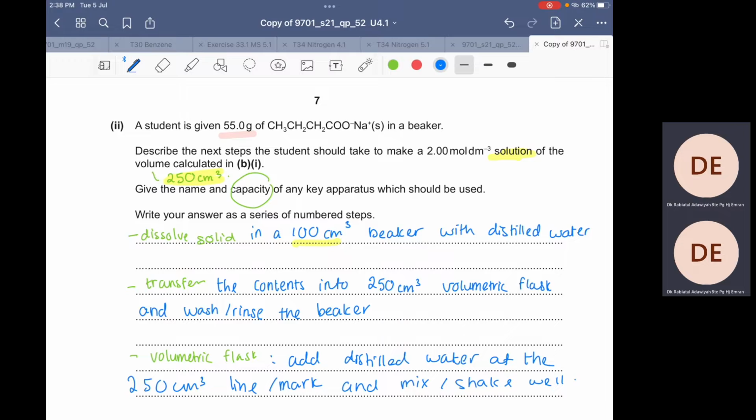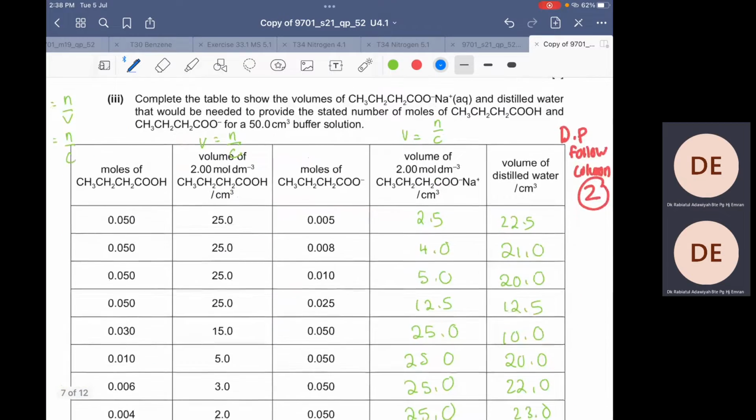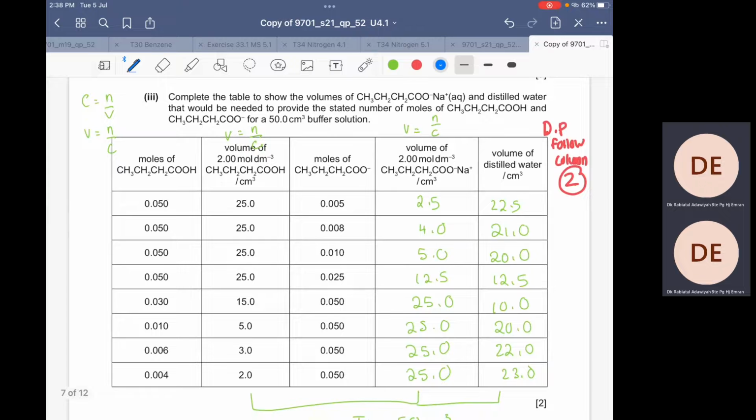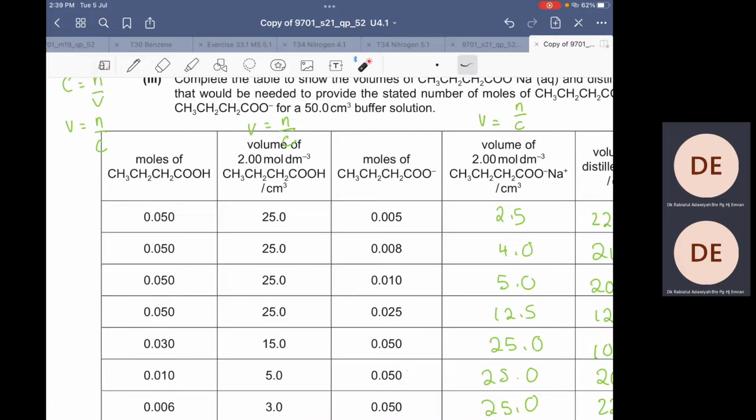All right, next question. Complete the table to show the volumes and the number of moles. Again, I don't know what's happening here, but I can look at the first and second columns. I know the number of moles, and I want to find the volume. I also know the concentration. So I know n, I know c, I can find V. That's how I found the V here.